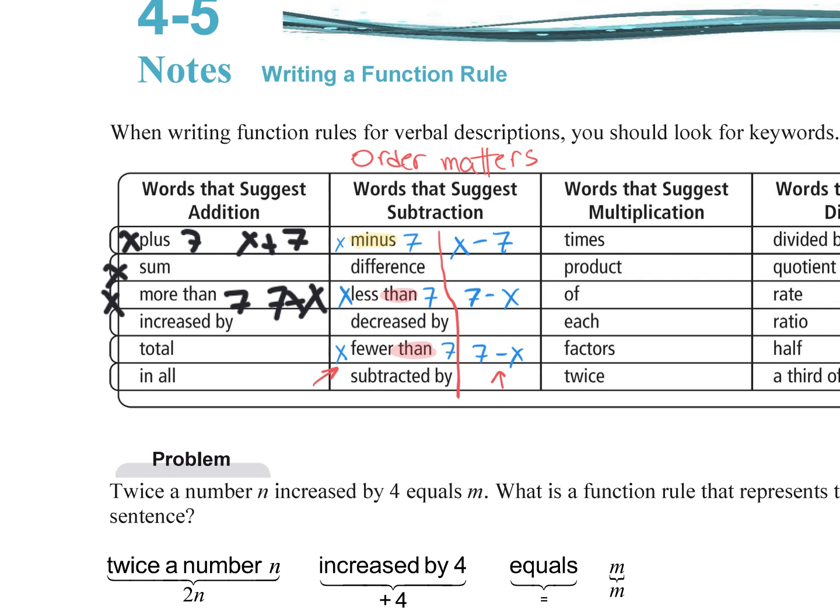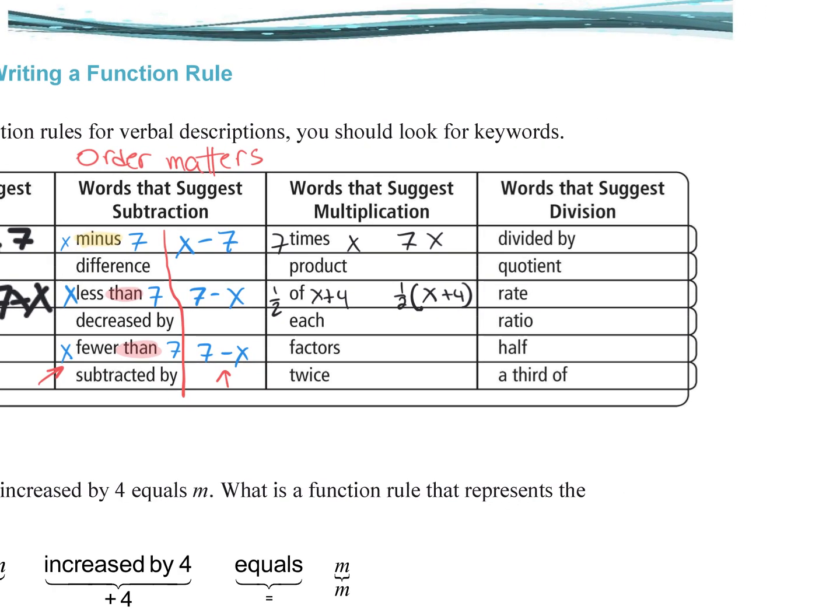Now, words for multiplication, we have times, product of, each, factor, and twice. So if we have 7 times x, it would just be 7x. The product of 7 and x, again, it would just be 7x. If we have, let's say, half of x plus 4, just as an example, you would write it as 1/2 times x plus 4. It's going to be a multiplication, even if it is with a fraction. Factors is also multiplication. These are just the most commonly used words for multiplication.